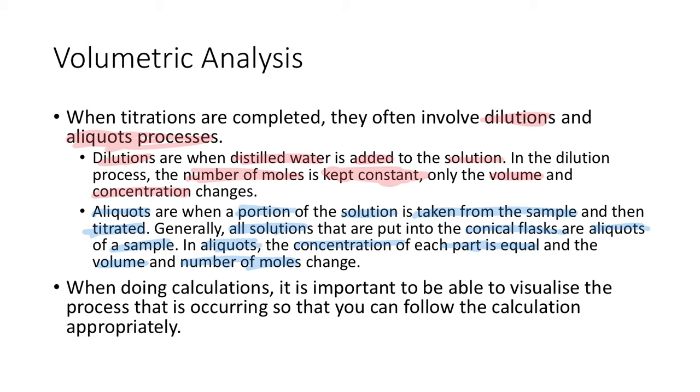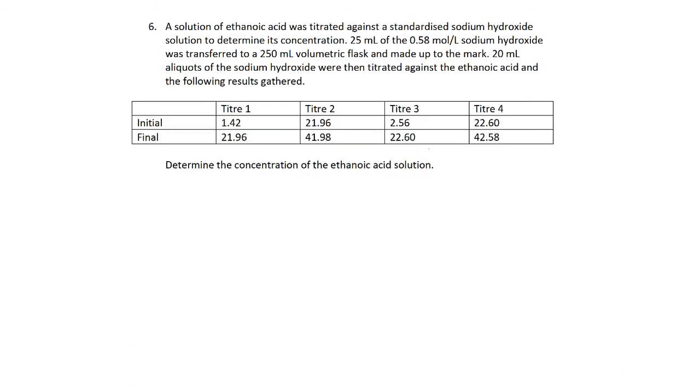So in dilutions, your number of moles is kept constant, and volume and concentration change. Whereas in aliquots, your concentration stays the same, however your volume and your number of moles change. When doing calculations, it's important to visualize the process that is occurring so you can follow the calculation appropriately. So we're going to look at a couple of calculations, do them and draw them out. Let's have a look.